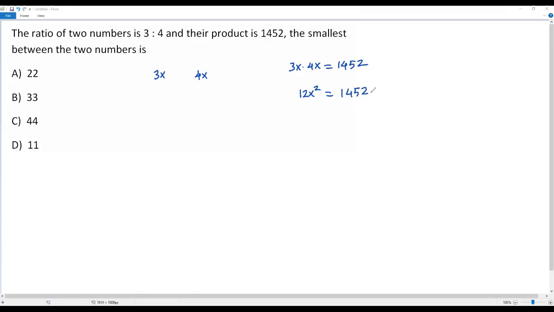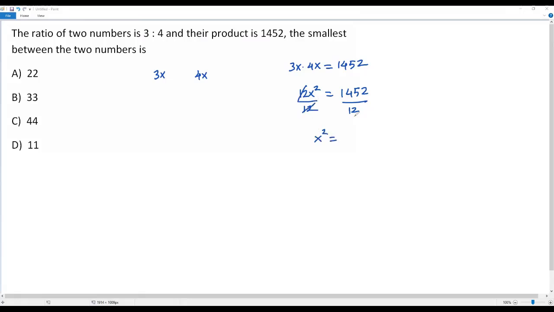Okay, now my aim is to get the value of x in this equation. Once I get the value of x, I can plug in the value of x over here and here to get the two numbers. Once I get the two numbers, I can decide the smallest number. Okay, let's solve for x in this equation. For that, first we have to get rid of this 12, which is multiplied by x square. For that, we have to divide both sides of this equation by 12. Then this 12 will cancel out.